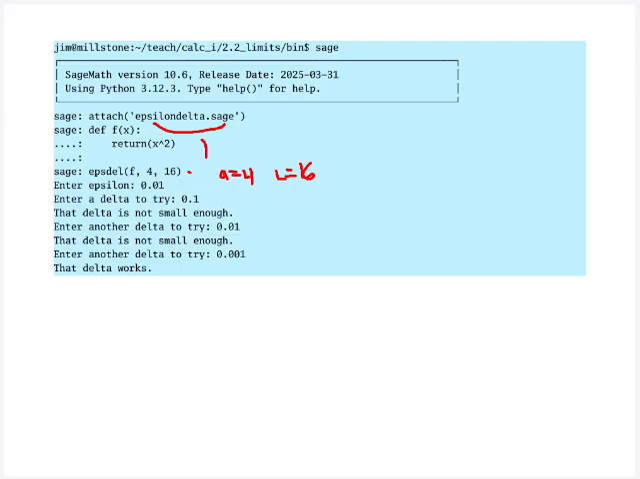And then you enter an epsilon, and you're given some deltas to try, and the system tells you whether the deltas are good enough. Either the delta works or it doesn't work. Each round of the game ends when you find a delta that works.